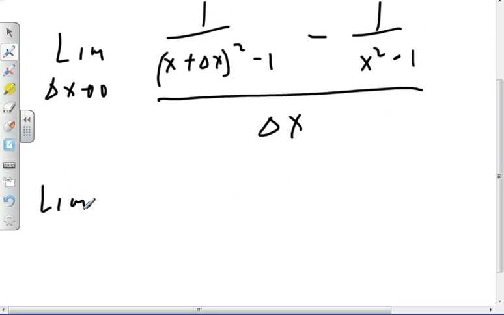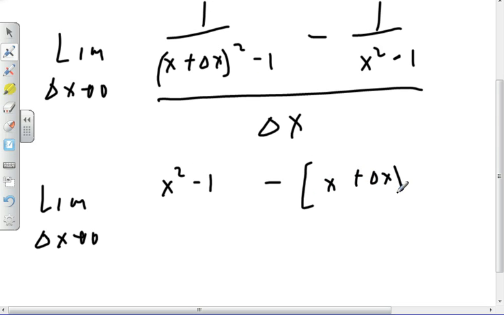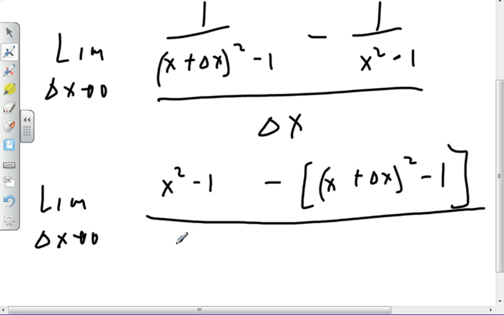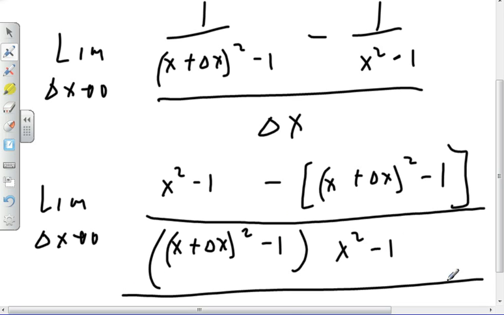Alright, limit. It'd be nice if I changed colors on this pen every now and then. Delta x goes to 0. I need a common denominator. Okay, so x plus delta x, no, that's not that. x squared minus 1 minus (x plus delta x) squared minus 1, divided by (x plus delta x) squared minus 1 times x squared minus 1, divided by delta x.